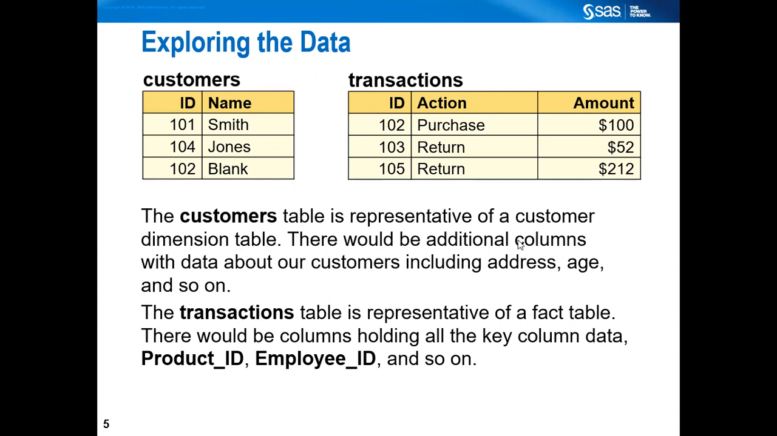The customers table is representative of a customer dimension table. There would be additional columns with data about our customers, including address, age, and so on. But at this point, we are only focusing on these two columns. Whereas transaction, as we discussed, is representative of a fact table. There would be columns holding all the key column data like product ID, employee ID, and so on. But here we are just concentrating on these columns. Okay, so these are the two tables and we have explored them. We find customer ID is common in both tables.